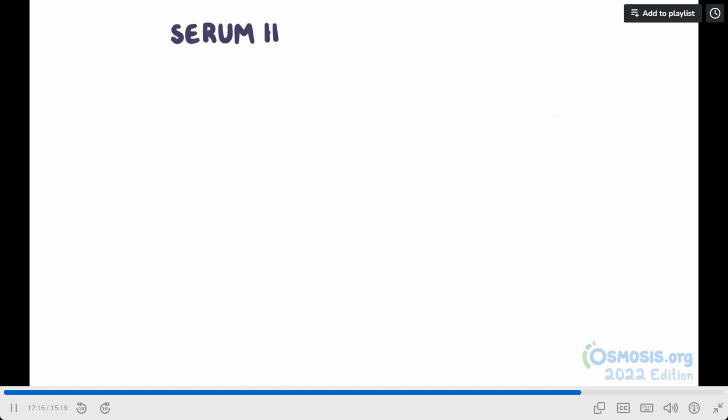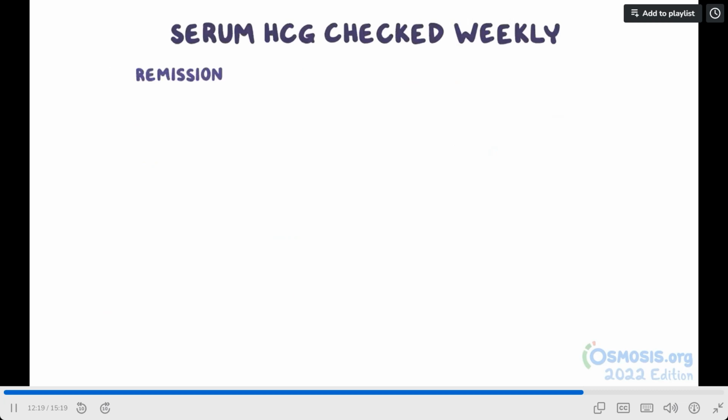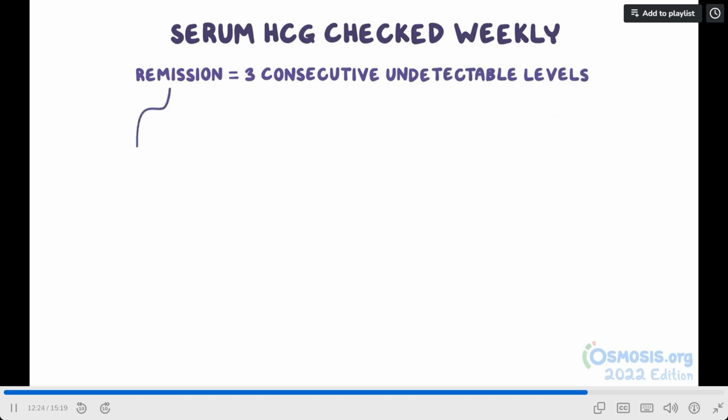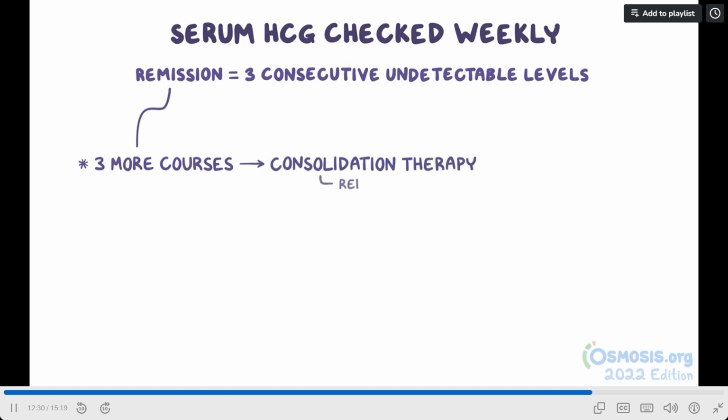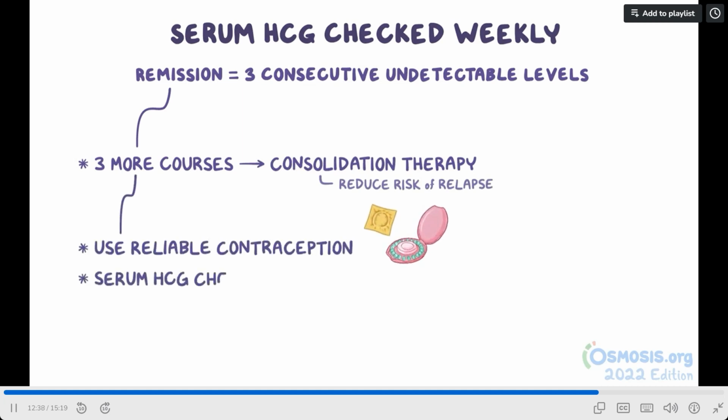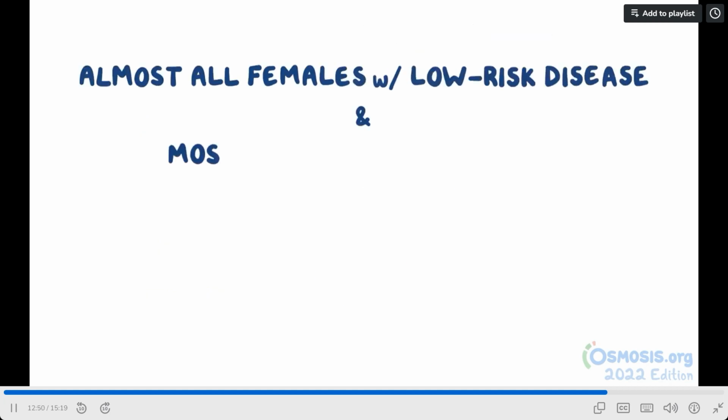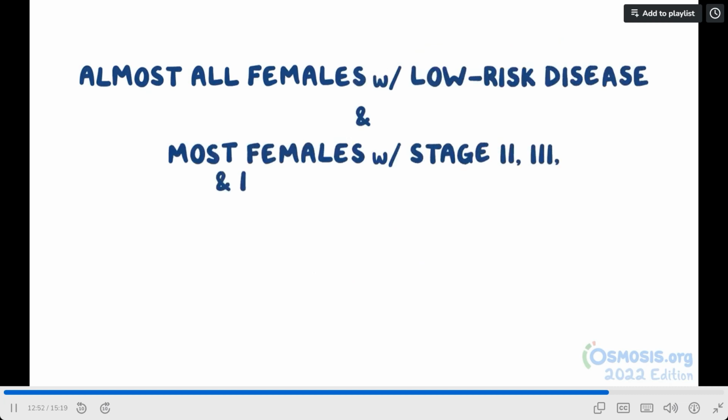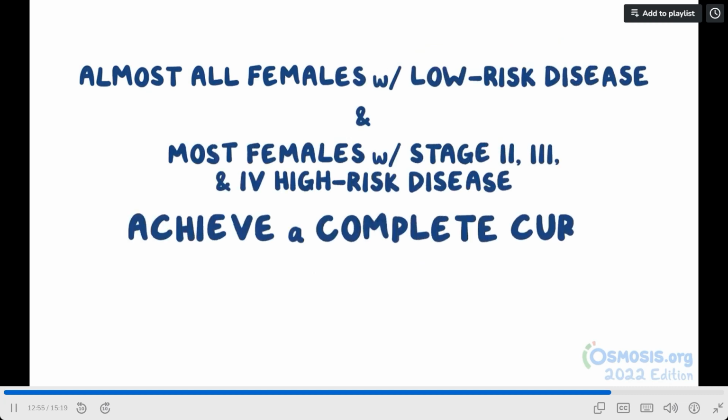During treatment, serum HCG should be checked weekly, and remission is defined as 3 consecutive undetectable levels. After achieving remission, 3 more courses of the last effective regimen should be given as consolidation therapy to reduce the risk of relapse. After consolidation therapy, the individual should use reliable contraception, and serum HCG should be checked monthly until monitoring shows 1 year of normal HCG levels. To end on a cheery note, almost all females with low-risk disease and most females with stage 2, 3, and even 4 high-risk disease achieve a complete cure.